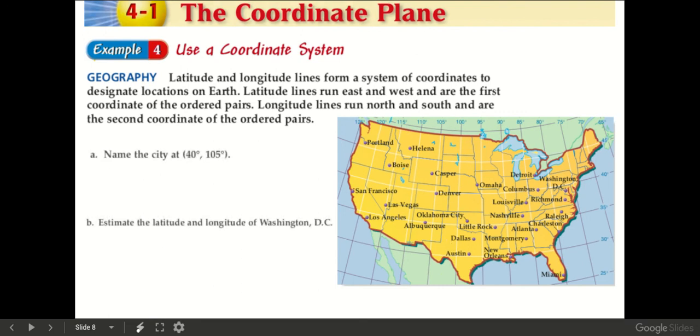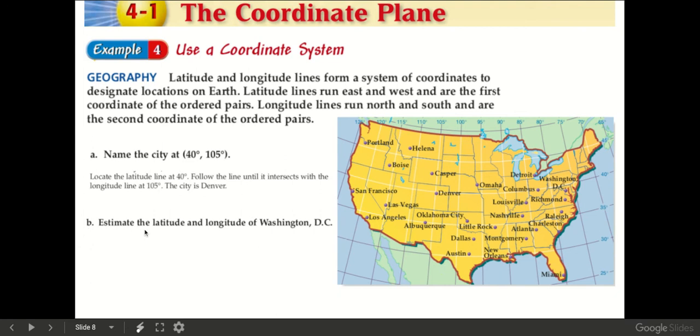Okay, so let's look. Name the city at 40 degrees, 105 degrees. Okay, well, let's look. 40 degrees, right? And then 105 degrees. Well, for that one, I would locate the latitude line of 40 degrees and follow it until it intersects the longitude line of 105 degrees. So here is 40 degrees, and I go all the way to 105 degrees right here, which is Denver. So that would be the city located at that one. If you've ever picked up a globe, you would see these latitude and longitude lines.